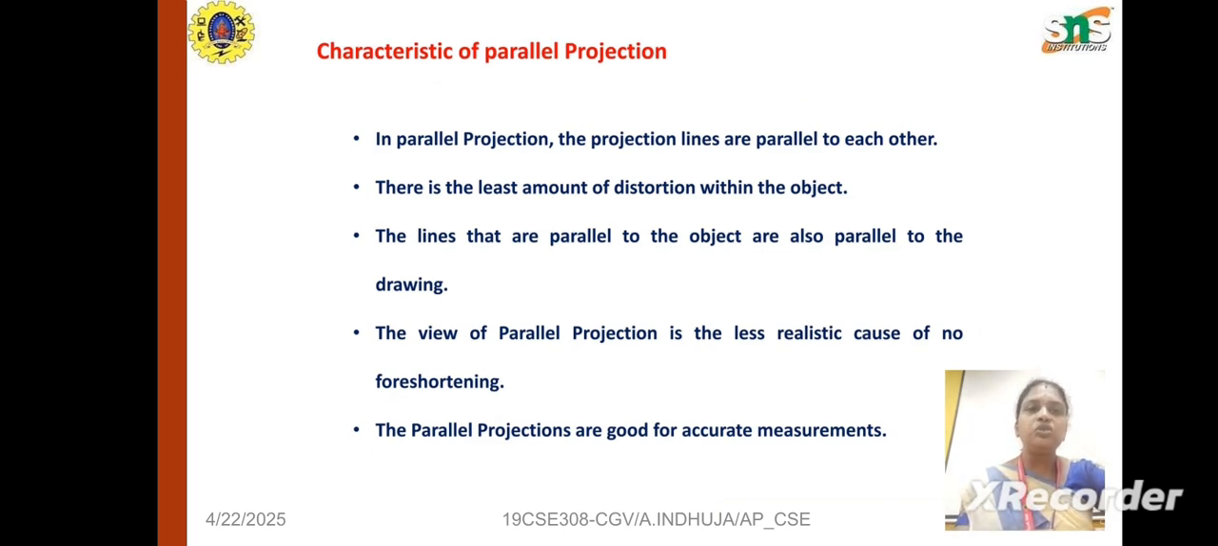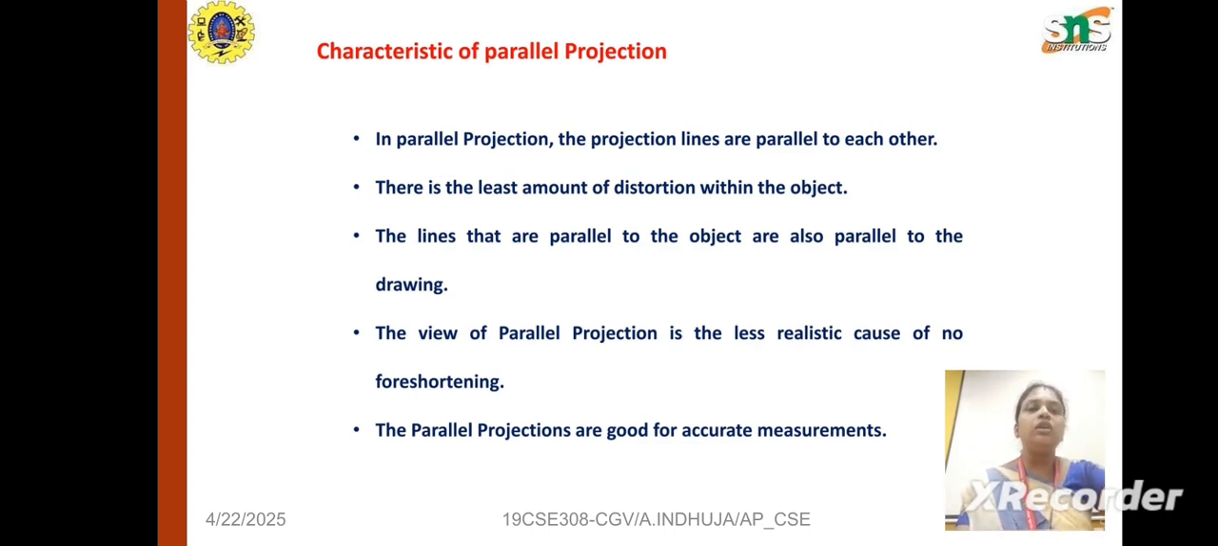In parallel projection, the projection lines are parallel to each other. The projection lines are not only parallel to the view plane, they are parallel to each other, in order to depict the 3D image as such on the screen. So in order to project a realistic image, the projection lines are parallel to each other. There is the least amount of distortion in the objects, as it is in real life, when the object is depicted on the flat screen. The distortion amount will be less. The lines that are parallel in the object are also parallel in the drawing. This is the third characteristic of parallel projection.